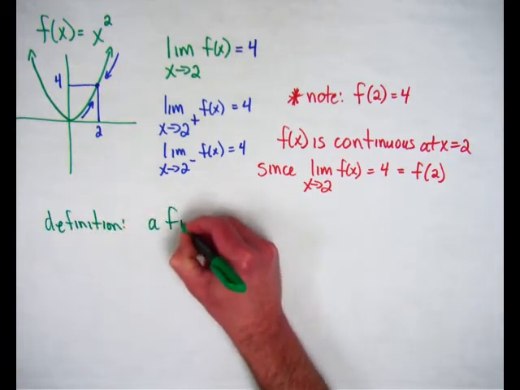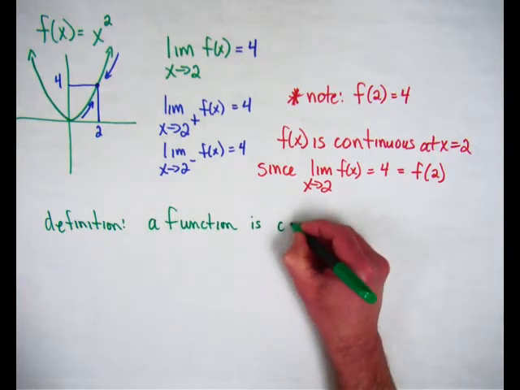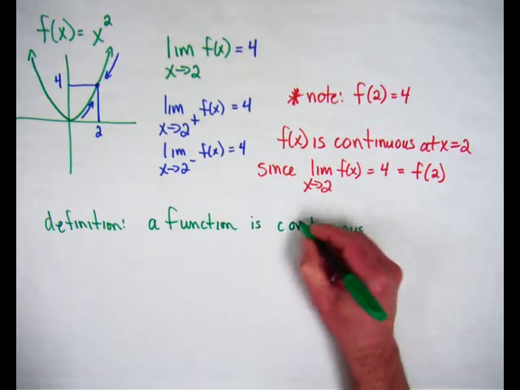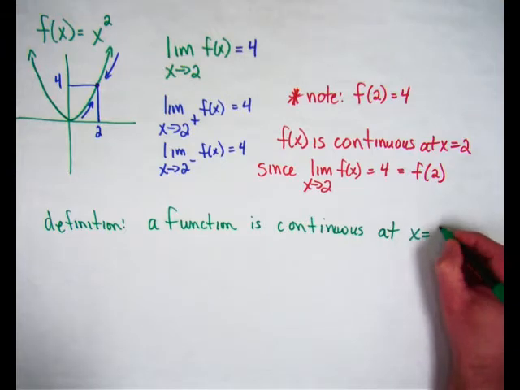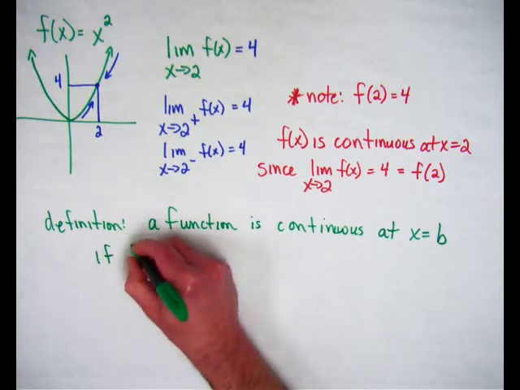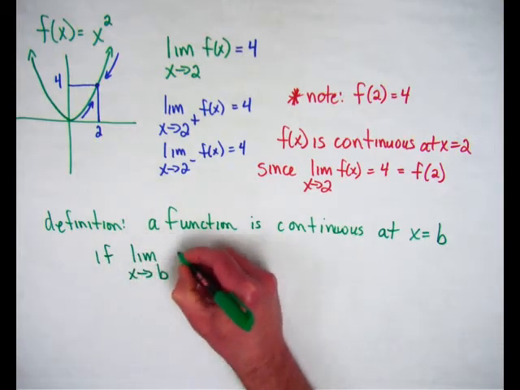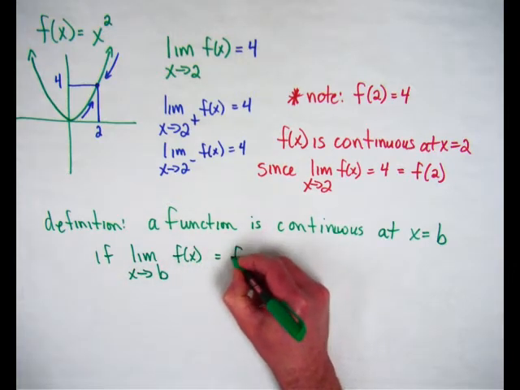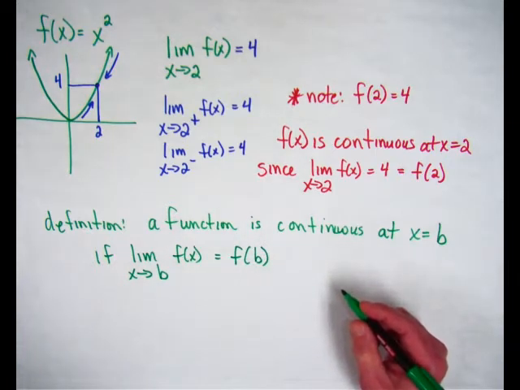A function is continuous at some point x equals b if the limit as x approaches b of the function is equal to the function at b. That's our definition of continuity.